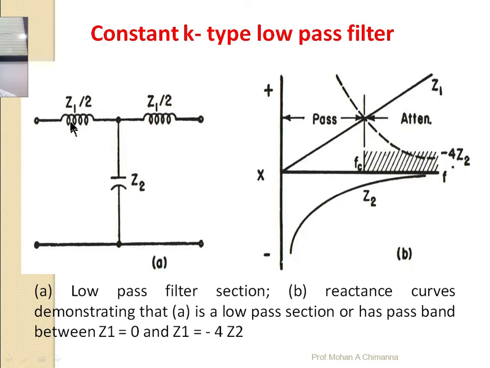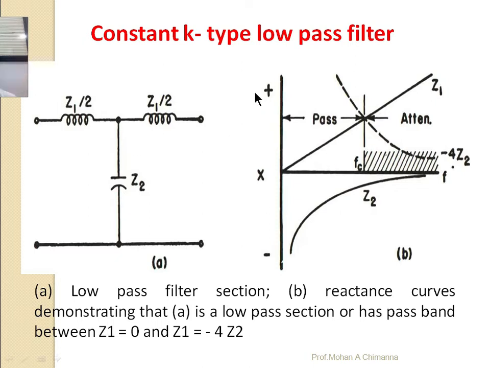So here Z1 by 2 and Z1 by 2 are the series arm impedances, and Z2 is the shunt arm impedance. We have to design this constant K type of filter, and in the case of the constant K type low pass filter, the attenuation should happen above the cutoff frequency.